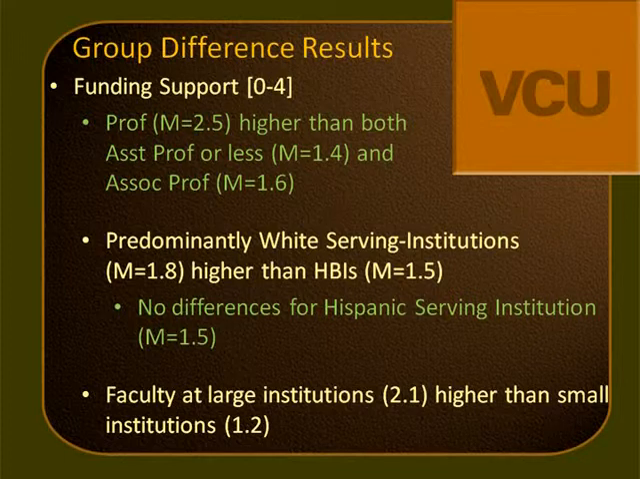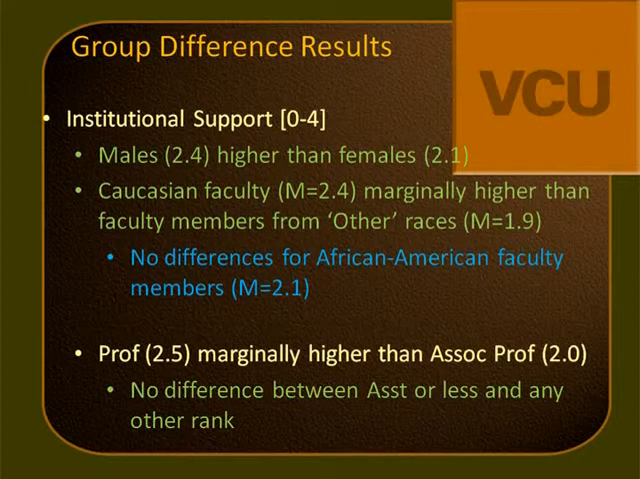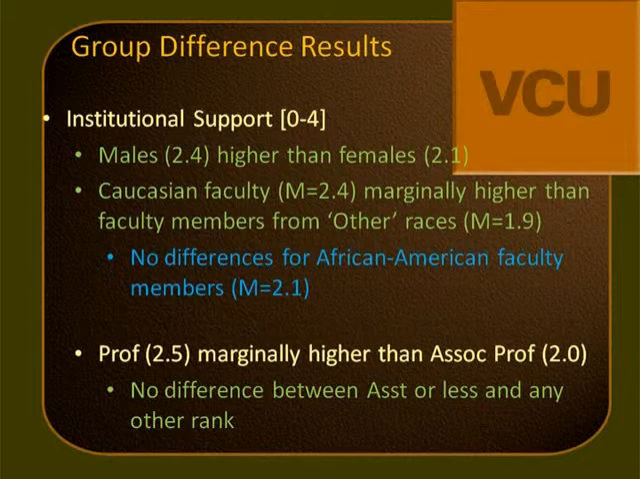Faculty at large institutions were also higher than those at small institutions. Again, those at the very largest seem to have more supports and more time than those at small institutions. With regard to institutional supports, those factors that might or might not be there to help you get a grant up and running, males had higher scores than females. Caucasian faculty had higher scores than those from other races, and no differences were found for African American faculty members. Full professors were slightly higher than associate professors, but there was no difference with regard to assistant professors.